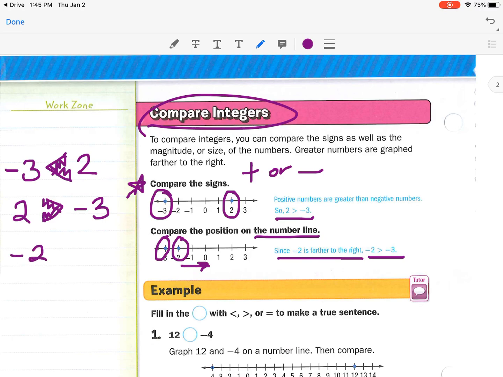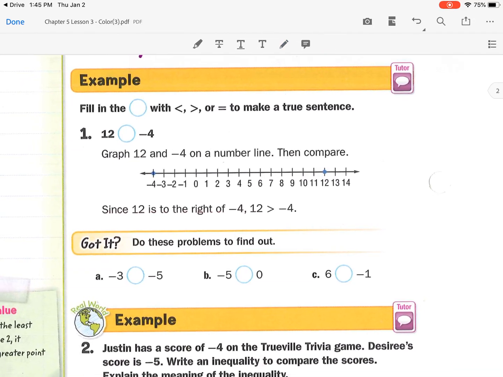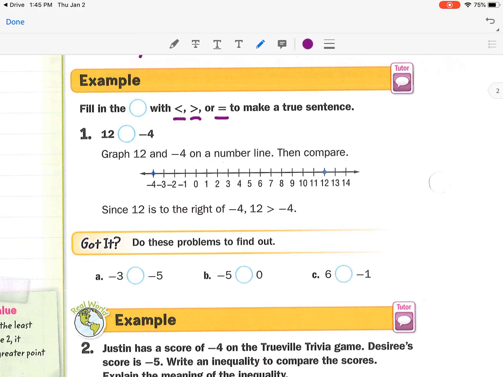So negative 2 is greater than negative 3. Okay, let's take a look at this. We're going to fill in with less than, greater than, or equal to make the sentence true. 12 and negative 4. So if we look at the number line, the one that is farthest to the right is going to be greater than. So here I see that 12 is farthest to the right, so 12 is greater than negative 4.